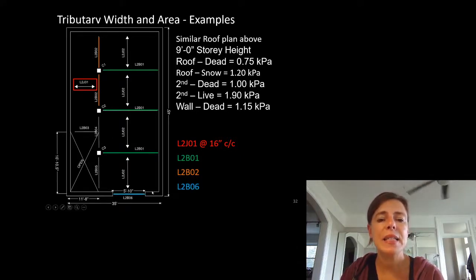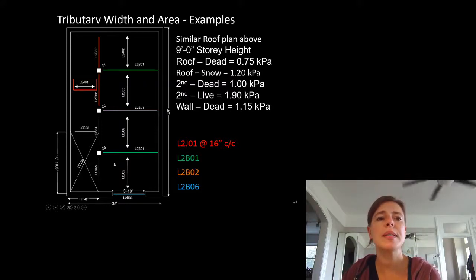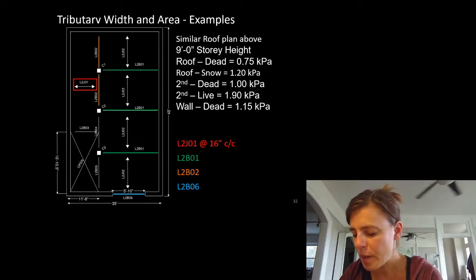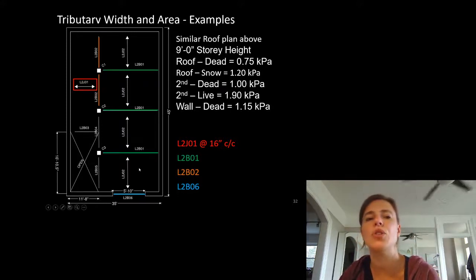And finally, let's look at L2BO6. L2BO6 is picking up half of that. If I recall, we had 45 times 12 times 25.4 divided by 1,000 divided by 4, and it's picking up half of that, it's going to pick up 1.72 meters of tributary width.